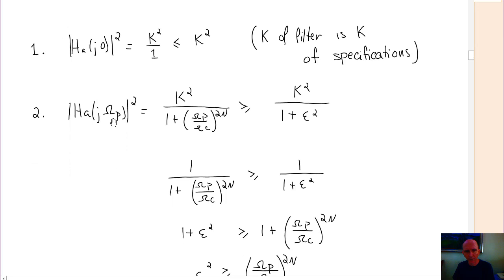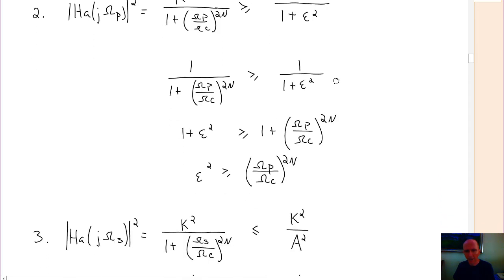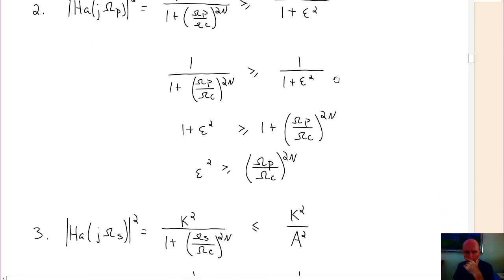For the pass band, we substitute omega for omega p, and we want this to be greater than or equal to k squared over 1 plus epsilon squared. Now, if we make the k's the same, then they will cancel out, and this is the equation that we get. Now we look at this and we go, okay, we can simplify this a little bit. We can multiply both sides, we can get rid of the 1's, and this is the equation that we have. Epsilon squared greater than this fraction of frequencies.